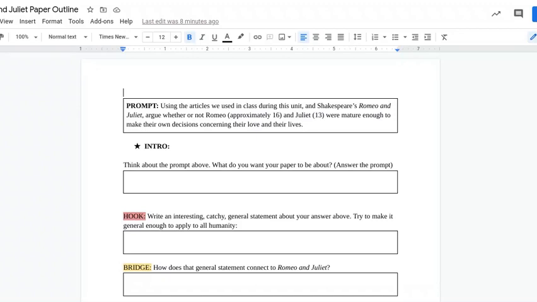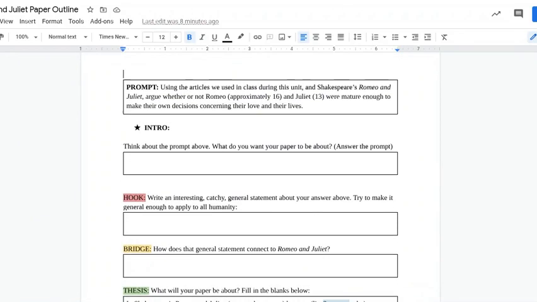So here's our prompt. Using the articles that we read in class during this unit, and Shakespeare's Romeo and Juliet, argue whether or not Romeo, approximately 16, and Juliet, 13, were mature enough to make their own decisions concerning their love and their lives. So this is what you're trying to decide on.